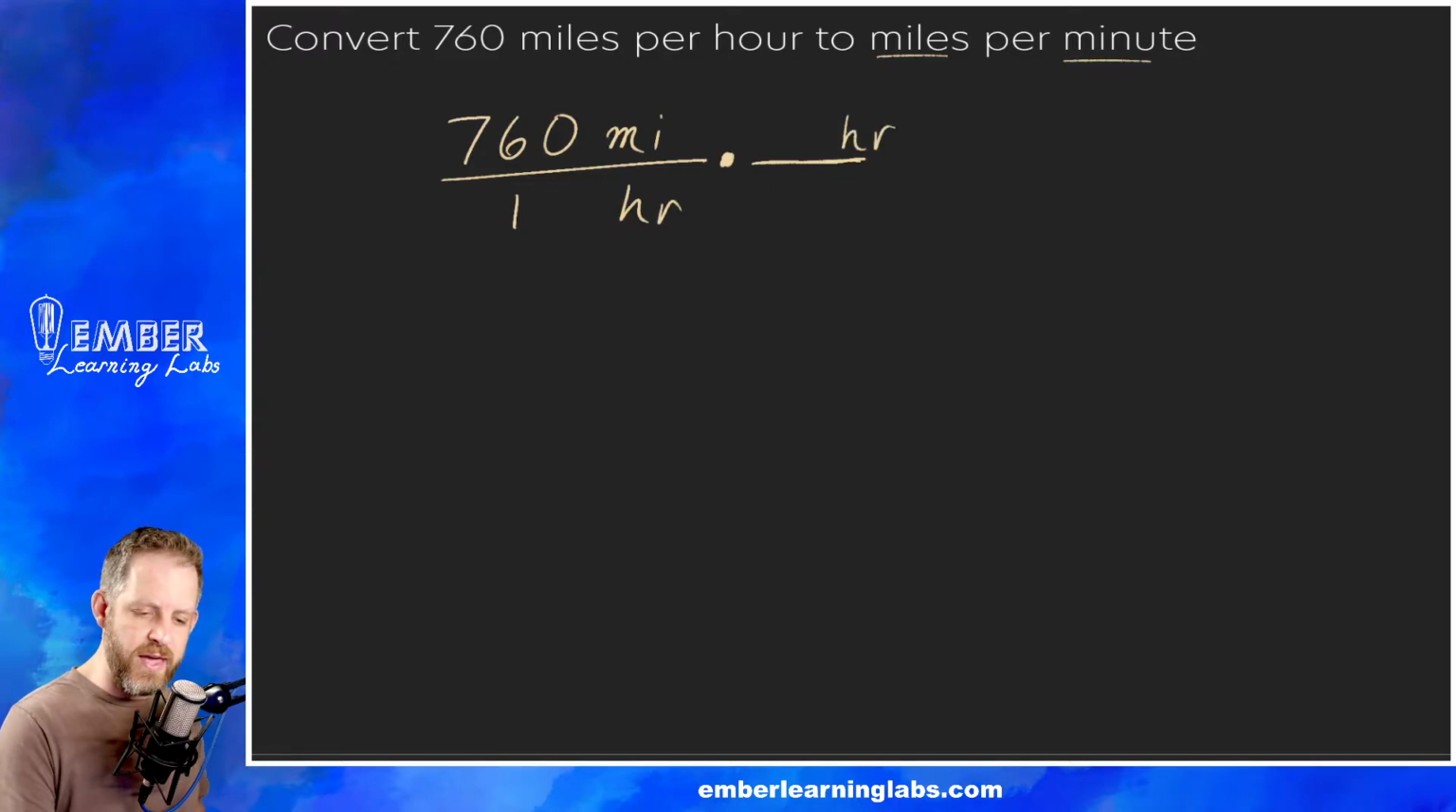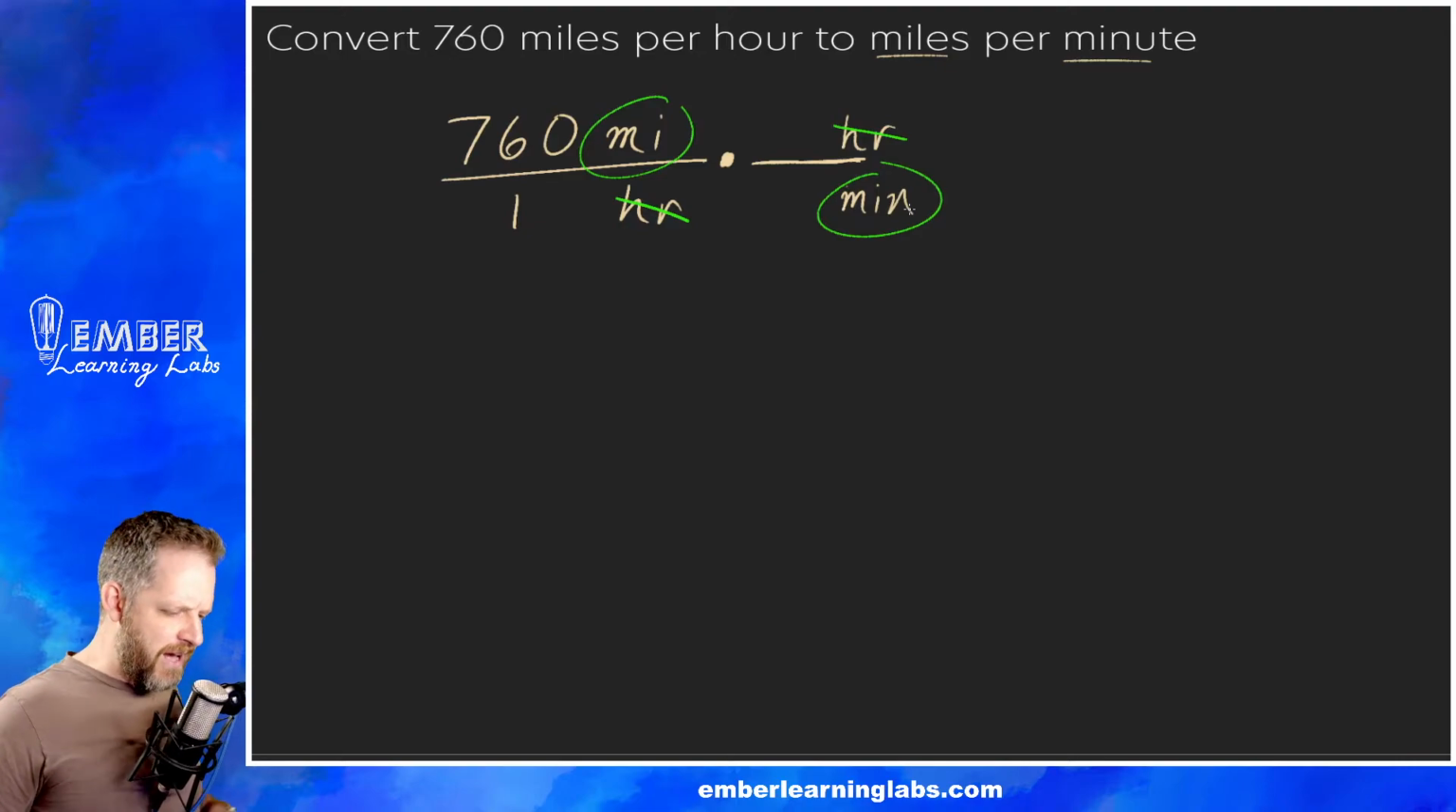The reason we do that is because now hours cancels with hours. So we're going from hours to minutes. Do we know the conversion from hours to minutes? Well, yes, we do. And we're now in the units we want, miles and minutes. So now that we're in the units we want, we go back and fill in our numbers.